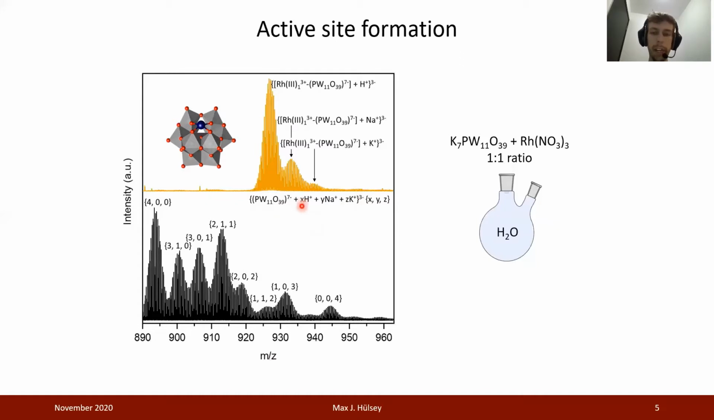The values for X, Y, and Z in this kind of matrix form indicate the amount of protons, sodium, and potassium cations that are associated with PW11O39. This gives rise to a fairly complex cation envelope. Once we bind rhodium 3+ ions to the PW11, we only get 3 discernible peaks, one containing a proton, one sodium, and one potassium cation.